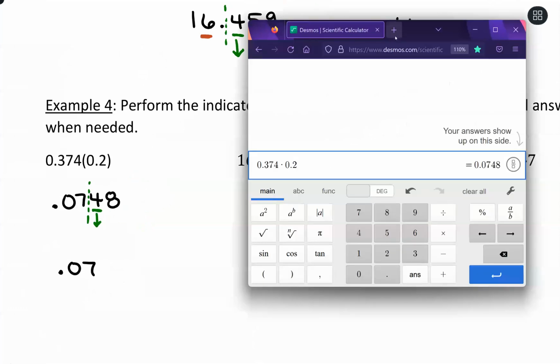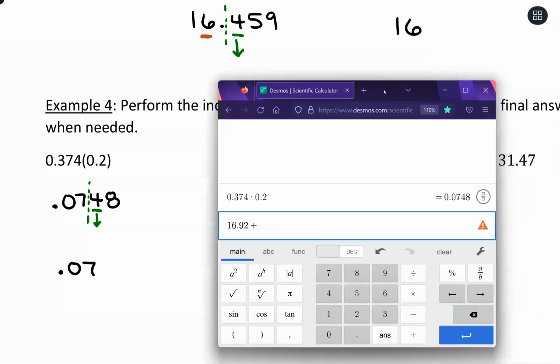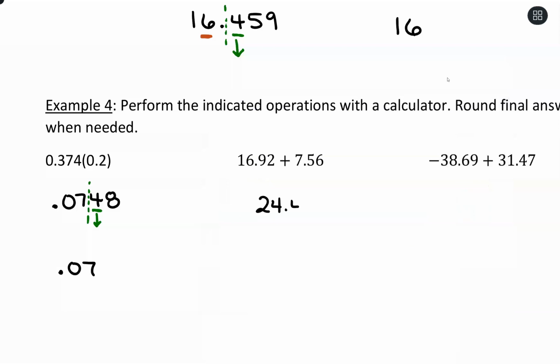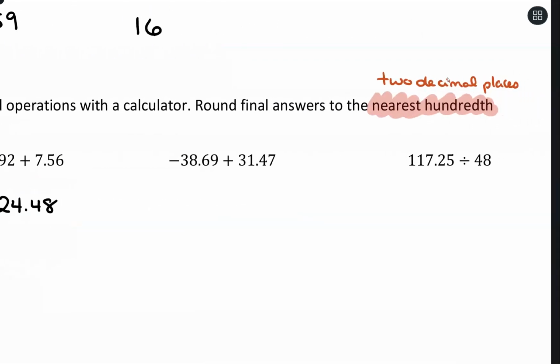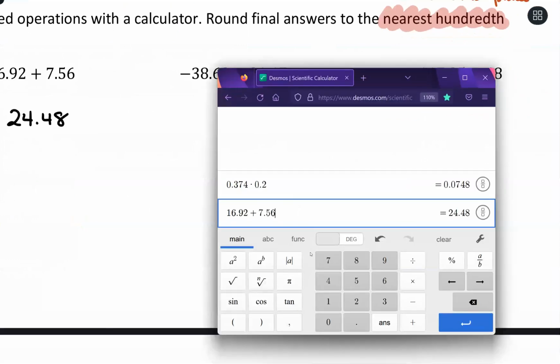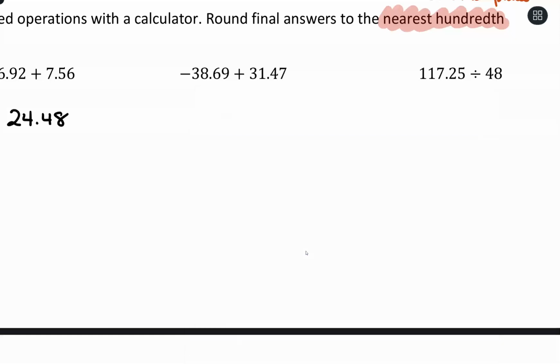Okay, adding 16.92 with 7.56 is a 24.48 exactly. And if I was rounding to 2 decimal places, I don't need to do anything because it's already there. All right, this next one is a negative 38.69, and then adding that with 31.47, so a negative 7.22. That is already going to 2 decimal places, so we are all set there.